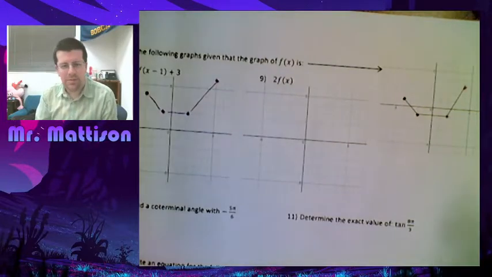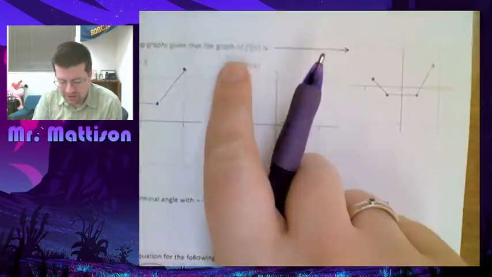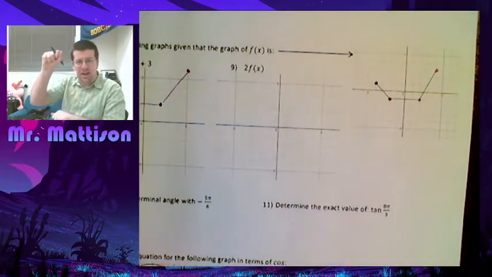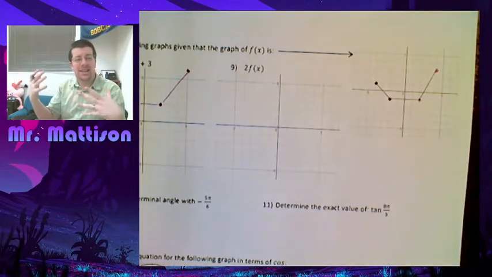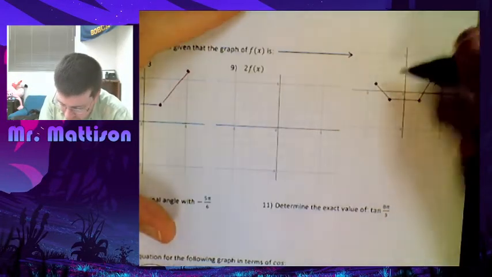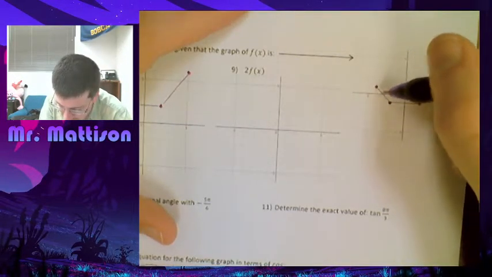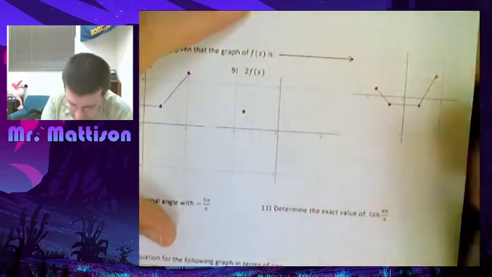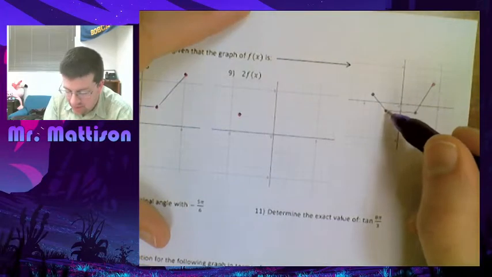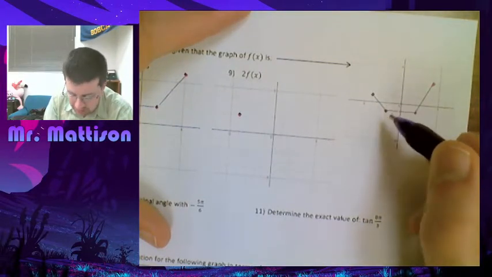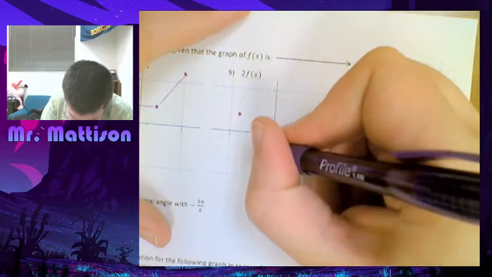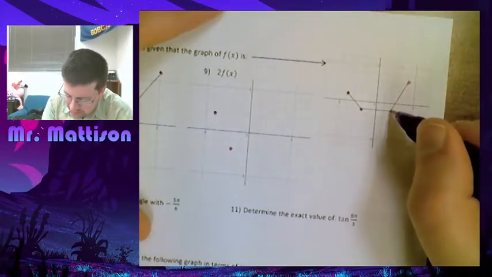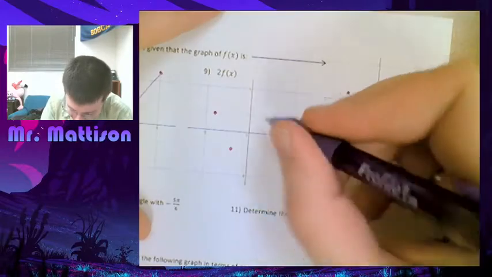So then here on problem 9, we're going to take that same graph, and this 2 on the outside means I'm going to double every y value. It's being vertically stretched by 2. So every y value is now being doubled. So here, where it was at negative 4, 1, now it's going to be at negative 4, 2. And here, where I was at negative 2, negative 1, now I'm at negative 2, negative 2. Here, where I was at 2, negative 1, now I'm at 2, negative 2.